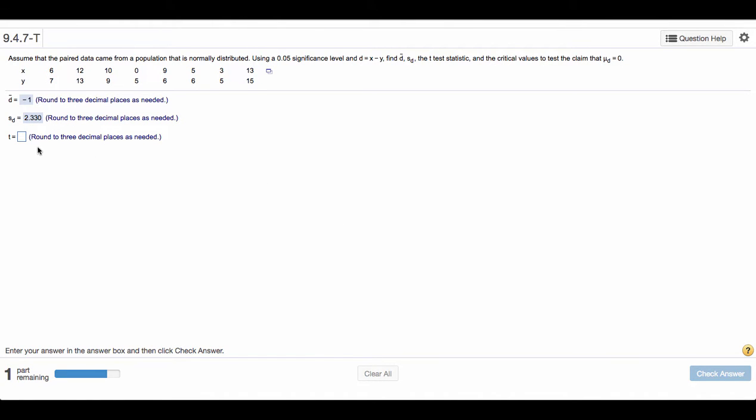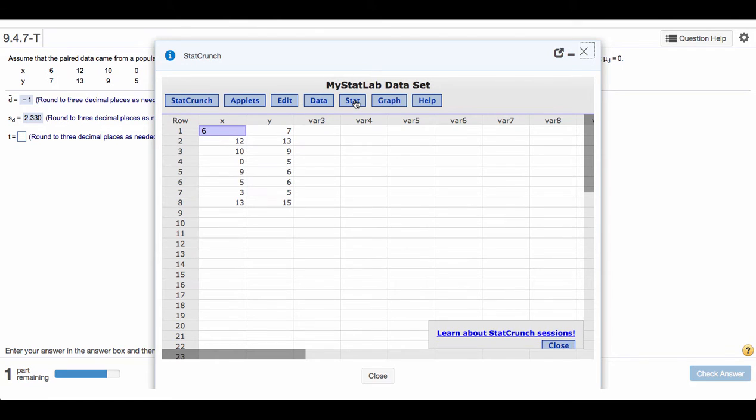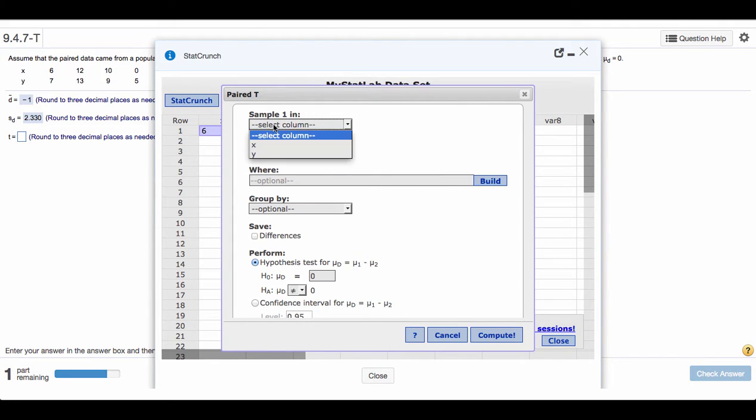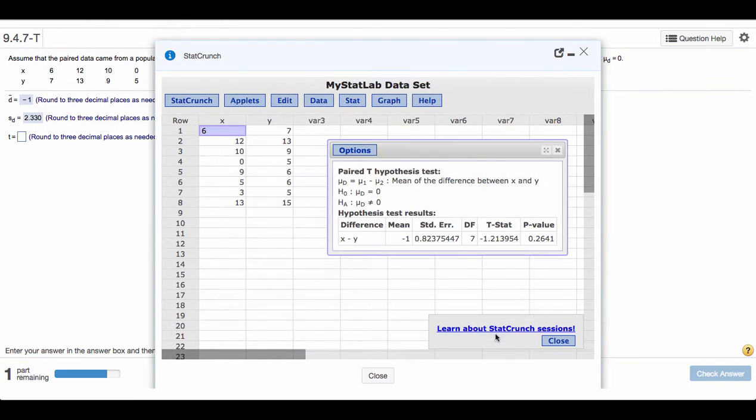Now we are to find the t-test statistic. So we'll open the data in StatCrunch again. This time we'll click Stat, T-stats, Paired. Make sure that the x column is sample 1 and the y column is sample 2, and then click Compute. Now we have a t-statistic of -1.214 if we round to 3 decimal places.